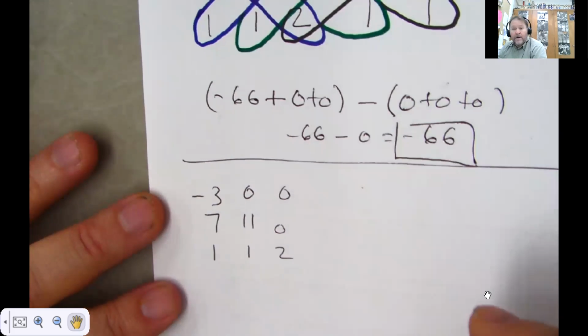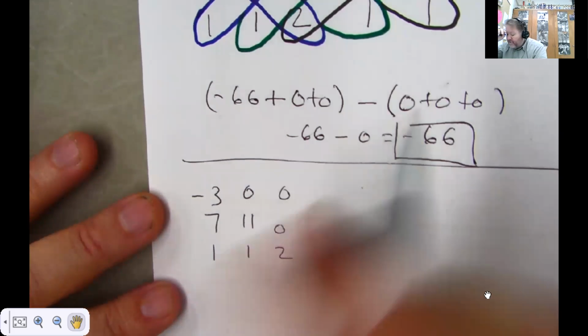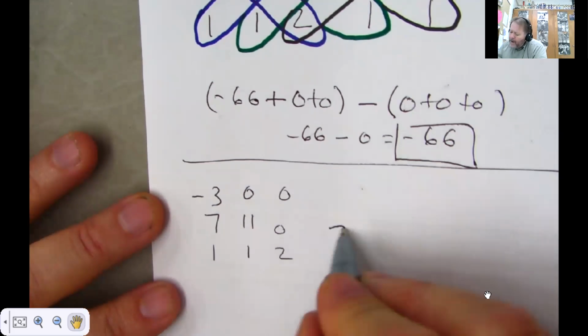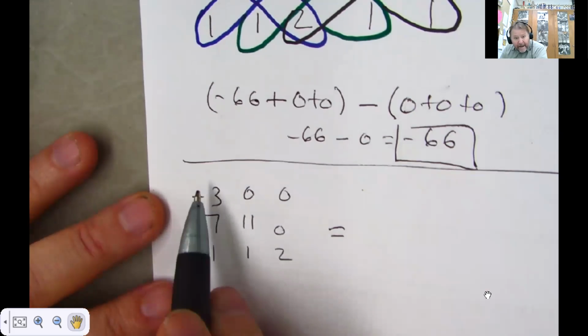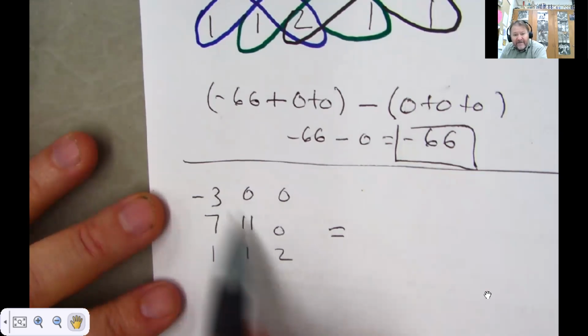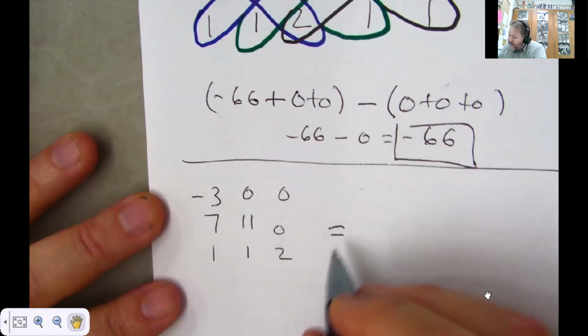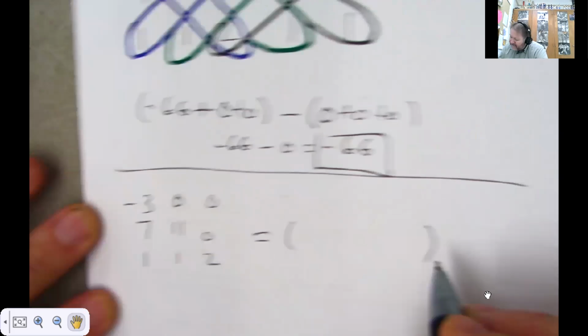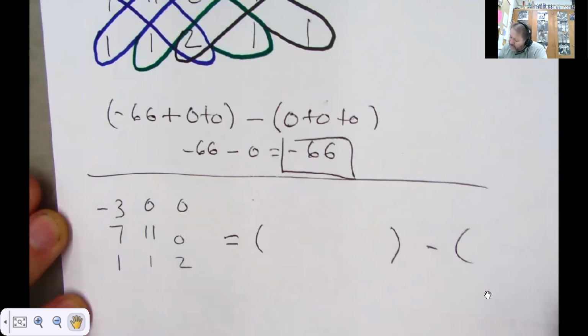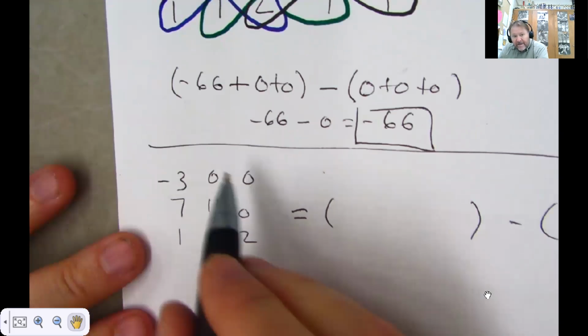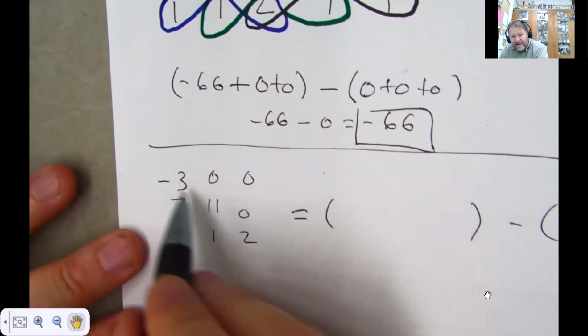You go, what do you mean? You just do it. And here's what I mean by that. All you're going to do is multiply downhill again, 3 numbers at a time. So let's do that. And then minus the product of those 3 added together. Anyway, here we go. Downhill, -3 times 11 times 2.